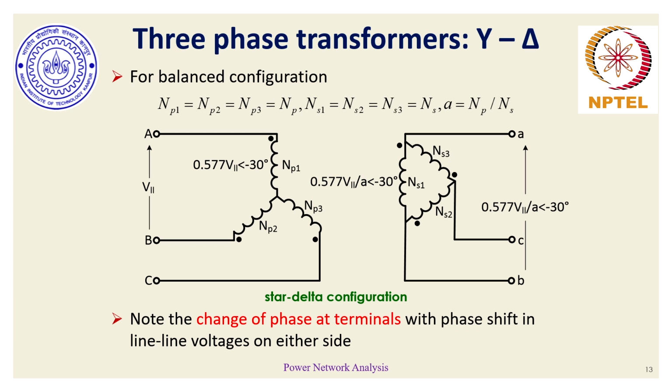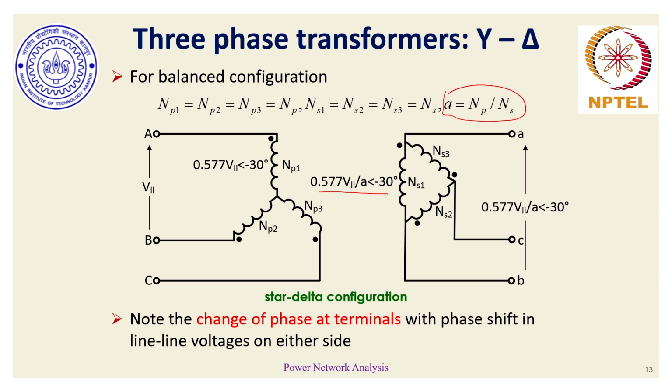Then we have star-delta configuration, wherein the star side remains the same. On the delta side, there are differences in the sense, going by the same discussion, we have our individual turn ratios defined by small a, and the corresponding secondary voltage which appears across one phase of delta is 1 by root 3 VLL at an angle minus 30 divided by a.